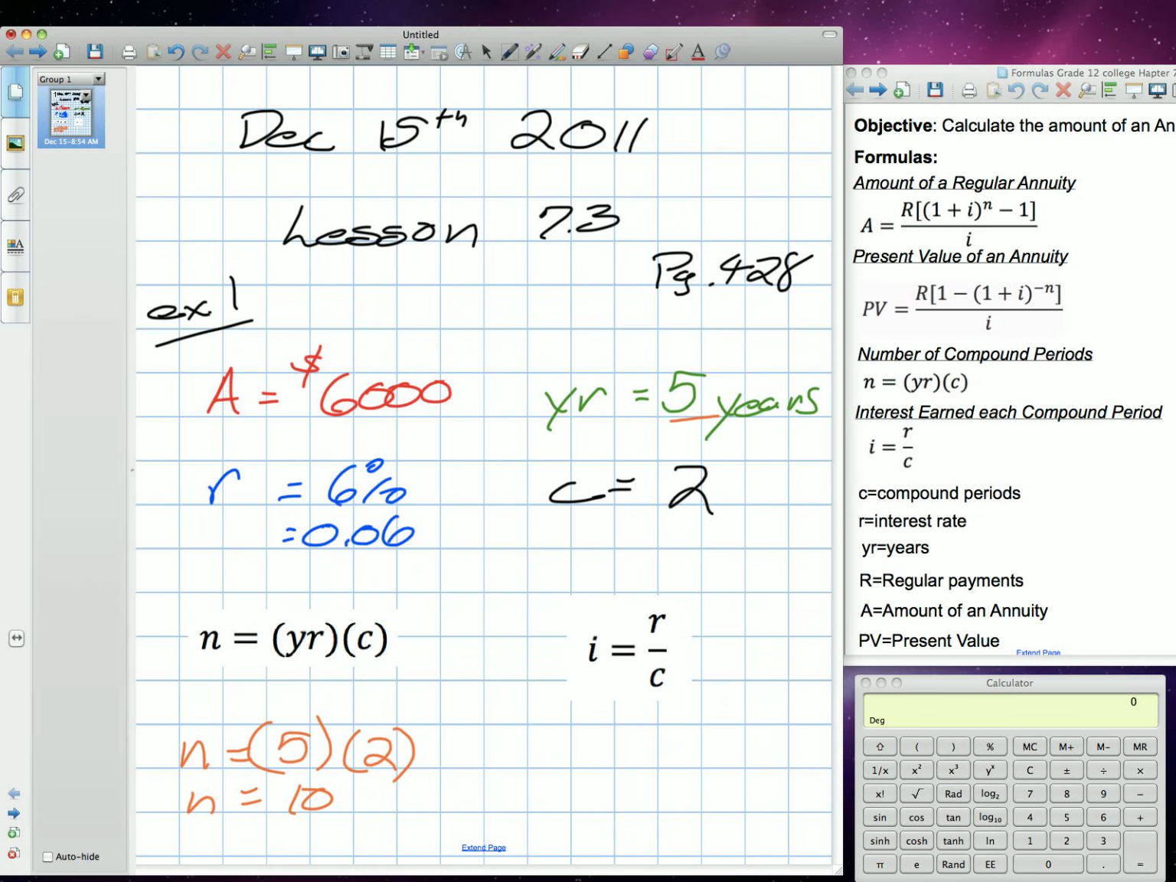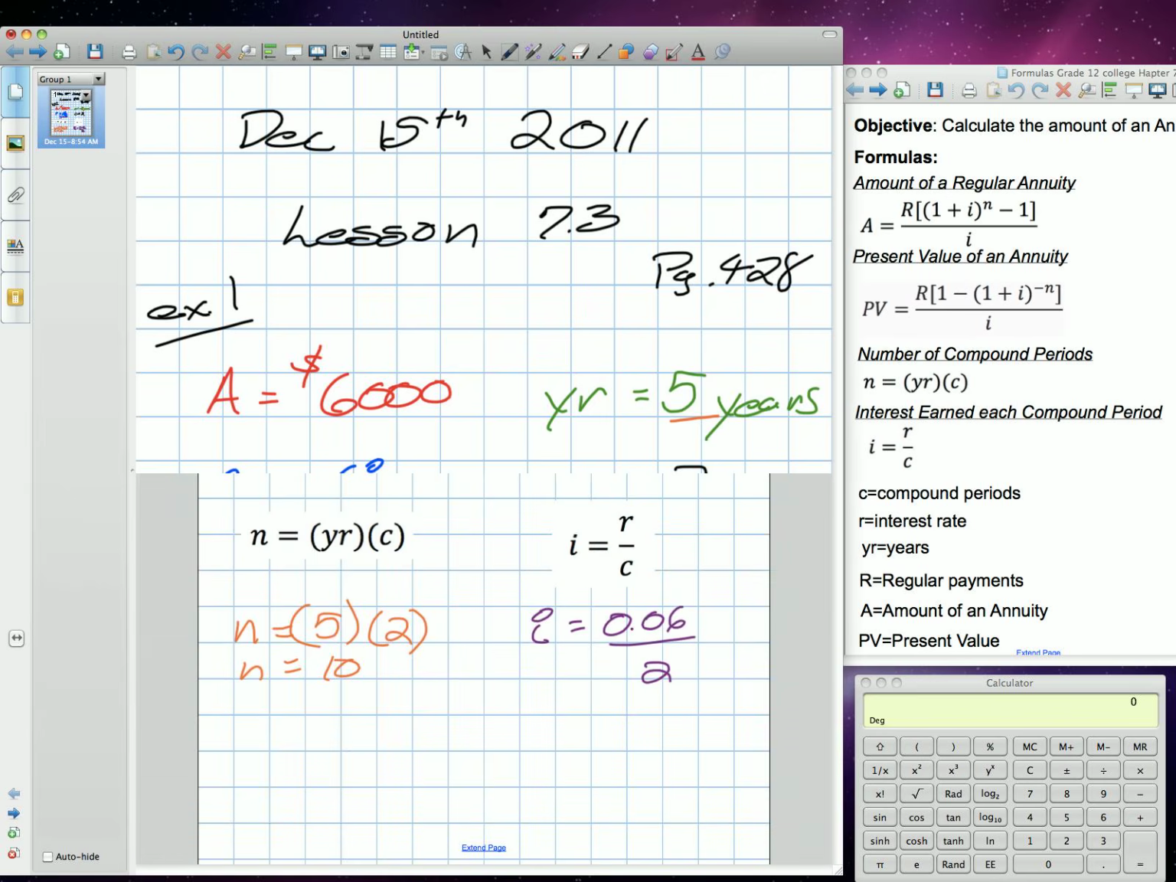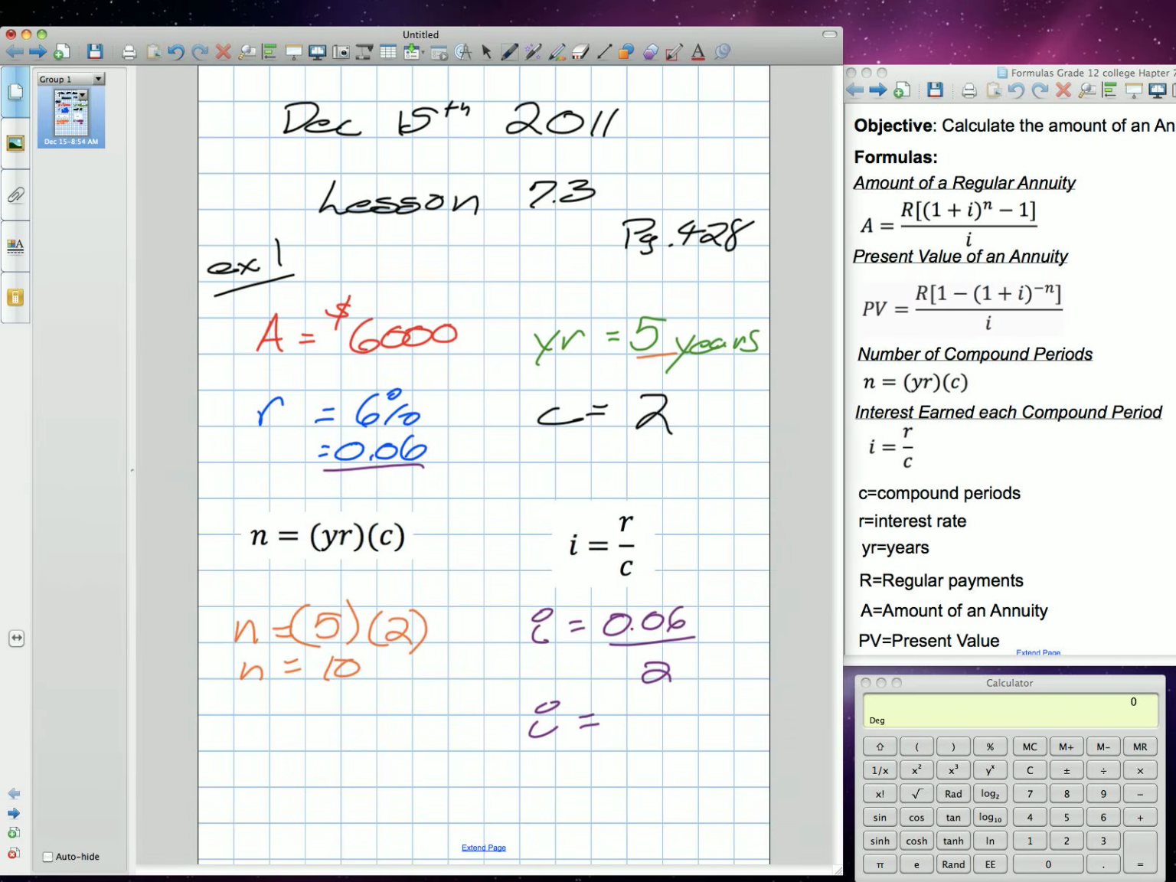For our I is the interest rate earned each compounding period. So I is equal to our R, which is 0.06, divided by our compounding periods. So in this case, I is going to equal 0.03. So what that says is every 6 months, the money earns 3% interest, okay? It's compounded semi-annually. So over the course of a year, it's a 6% interest. The faster things compound, technically, the more money you make, as you guys would know from the questions you've been doing for homework.